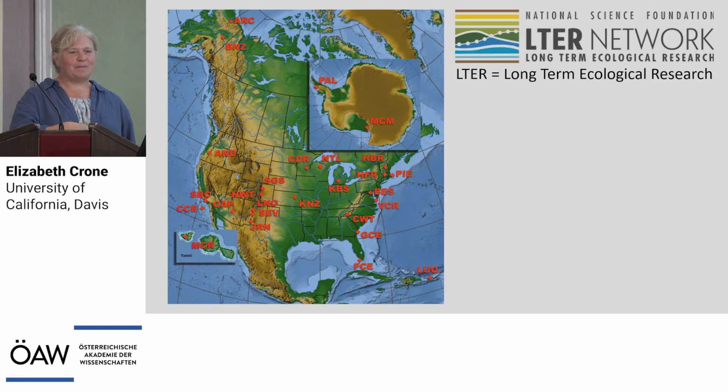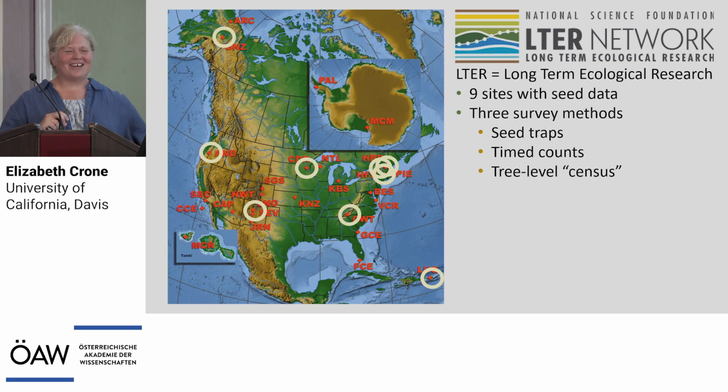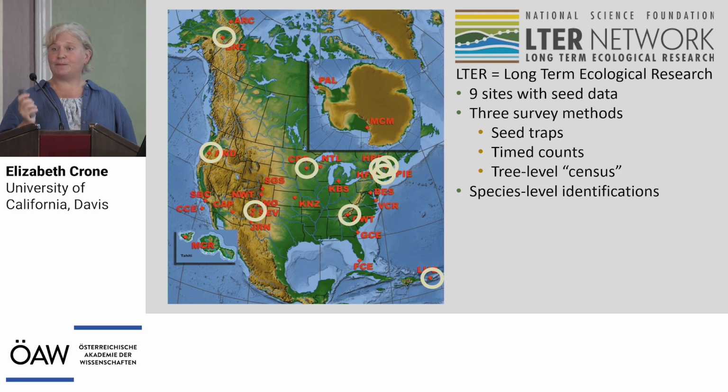So, here's a picture of the US Long-Term Ecological Research Network. It's very American. Not all the sites collect the same data. So 9 of these sites have long-term seed data. And these are a heterogeneous mix of 3 survey methods: seed traps, timed counts where people look up at trees, or tree-level censuses where people try to count all the cones on a conifer. These are species-level identifications, so some of the genera here, including oaks, most notably, and hickories, are not included in this analysis because they're not identified to species.